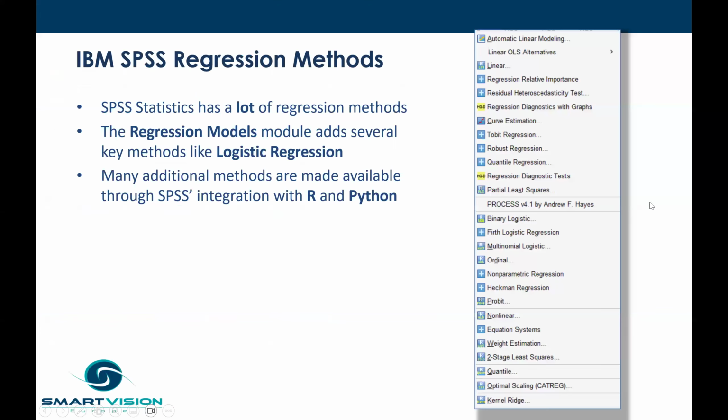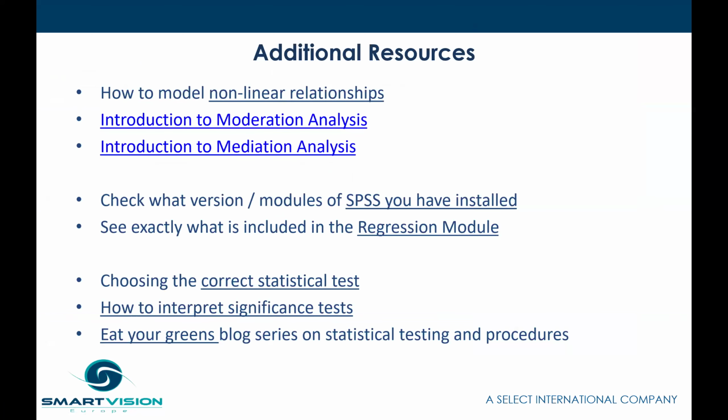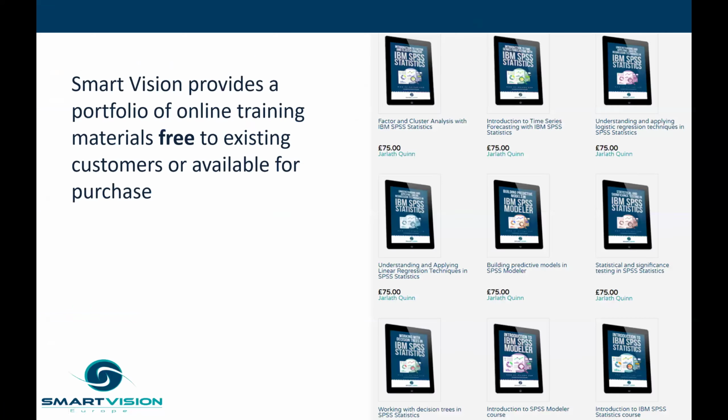Okay, that brings us to the end of that session. Just be aware that IBM Statistics has a lot of regression methods, and the regression module adds several key methods like logistic regression to the standard methods available, and many other methods are available through SPSS's integration of R and Python. There are some links to additional resources here about regression and about significance tests and that sort of stuff, so you might want to look at that.